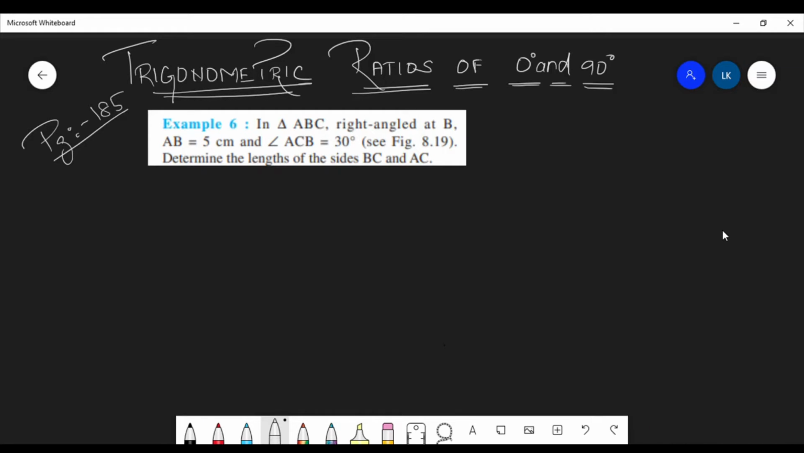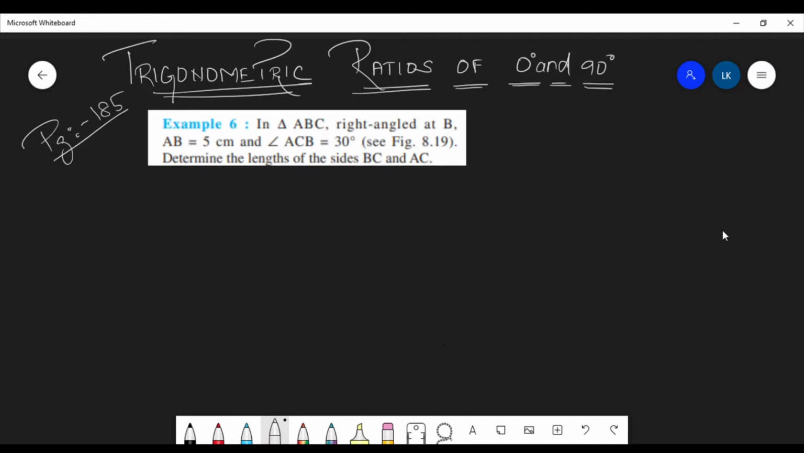In this session, we are going to see only three example problems, and without wasting time, let us go to the problems. Example 6, page number 185, trigonometric ratios of 0 degree and 90 degree.